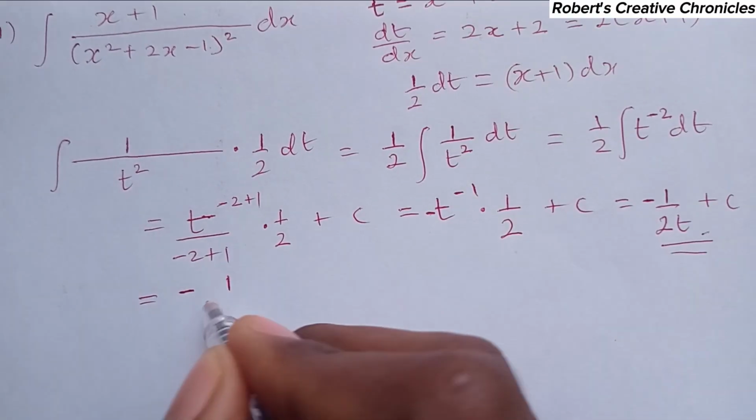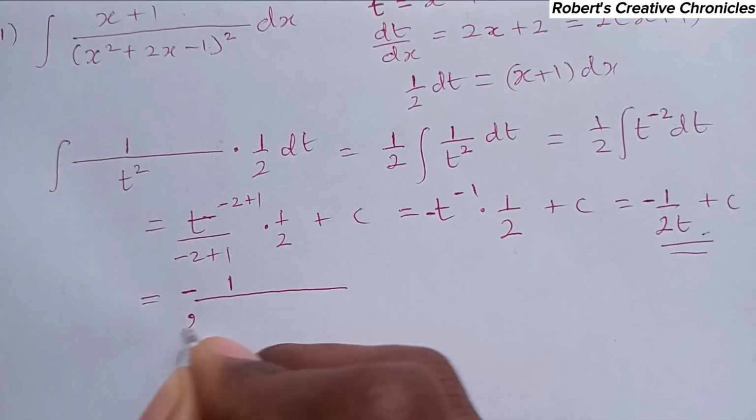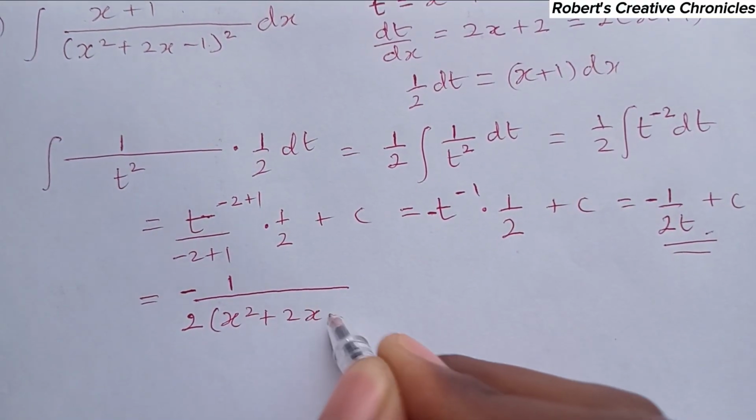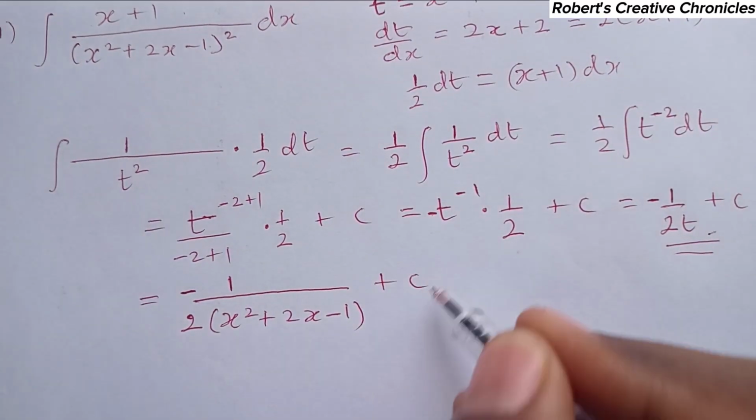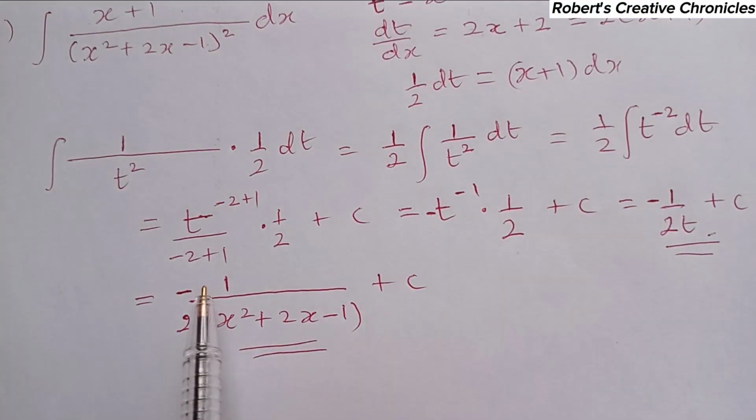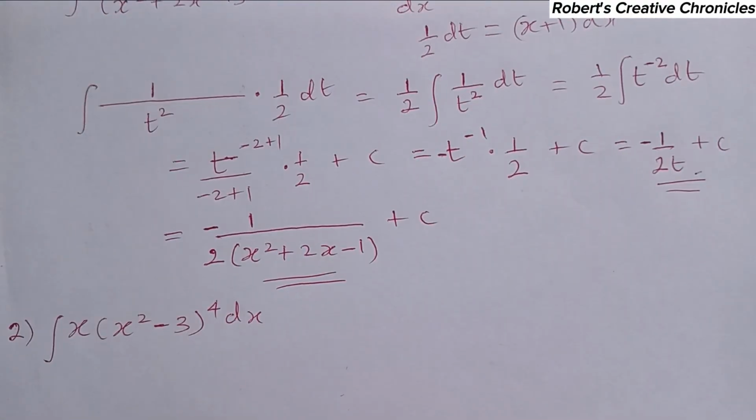Then now the integral becomes minus 1 over 2 times x squared plus 2x minus 1, plus c. This is the final answer. So the integral of this function is this. Now let's move to the second one.